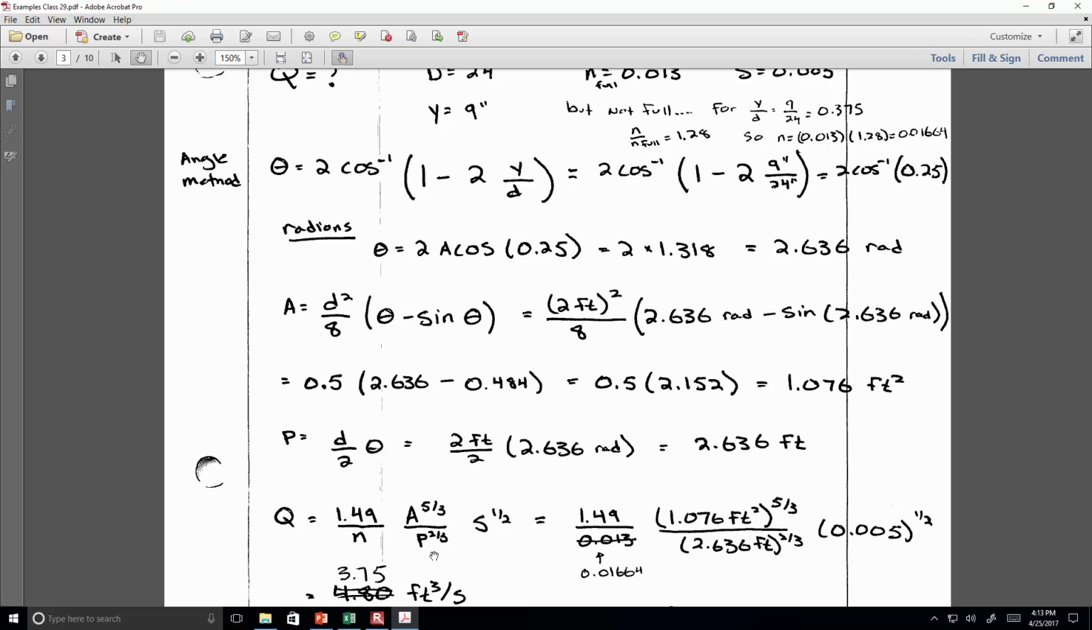So 3.75. We've got 1.49, which is the units conversion for US units. The area, 1.076 square feet to the 5/3 power. We're putting in the n value, that's the corrected n value based on it not being full, so 0.01664. Wetted perimeter, and then the slope changing from percent into fractional format.